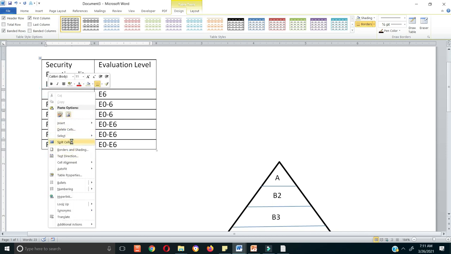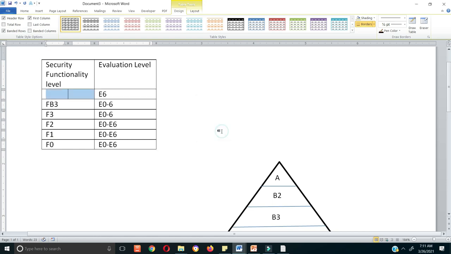Does it allow me to split cells? Yeah. Number of columns 2.